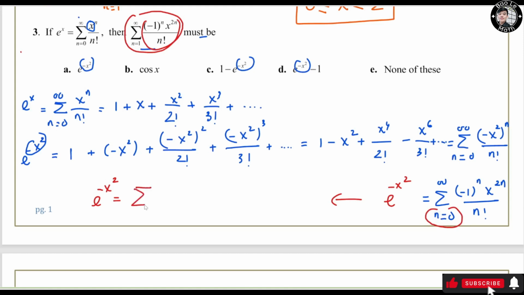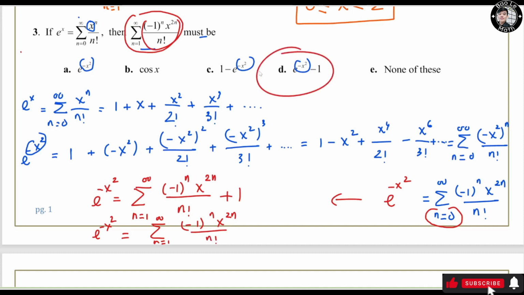So it could be summation n equals 1 to infinity of negative 1 raised to the n, s raised to the 2n over n factorial, right? And if n equals 0, I substitute 0 for n. That gives me the answer 1, right? So I'm going to subtract 1 from both sides. So I have e to the negative s squared equals summation n starts from 1 to infinity, negative 1 raised to the n, s raised to the 2n over n factorial, right? So the answer must be D.